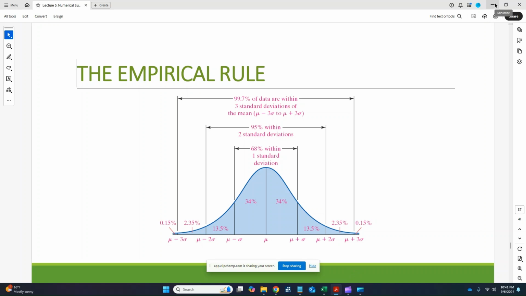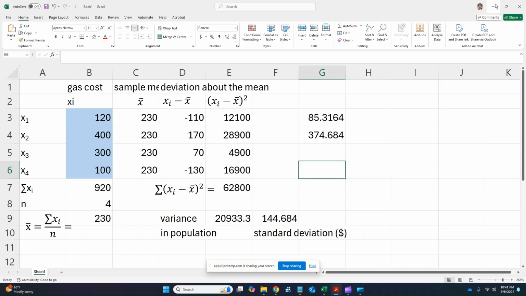I'm going to talk about how to calculate the frequencies and how to calculate the standard deviation from frequencies in the next video.